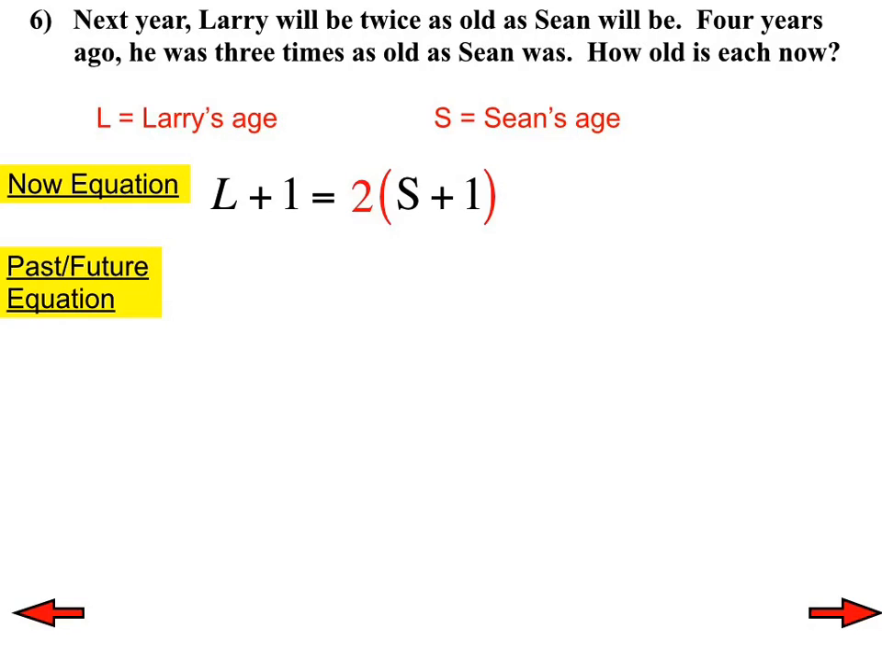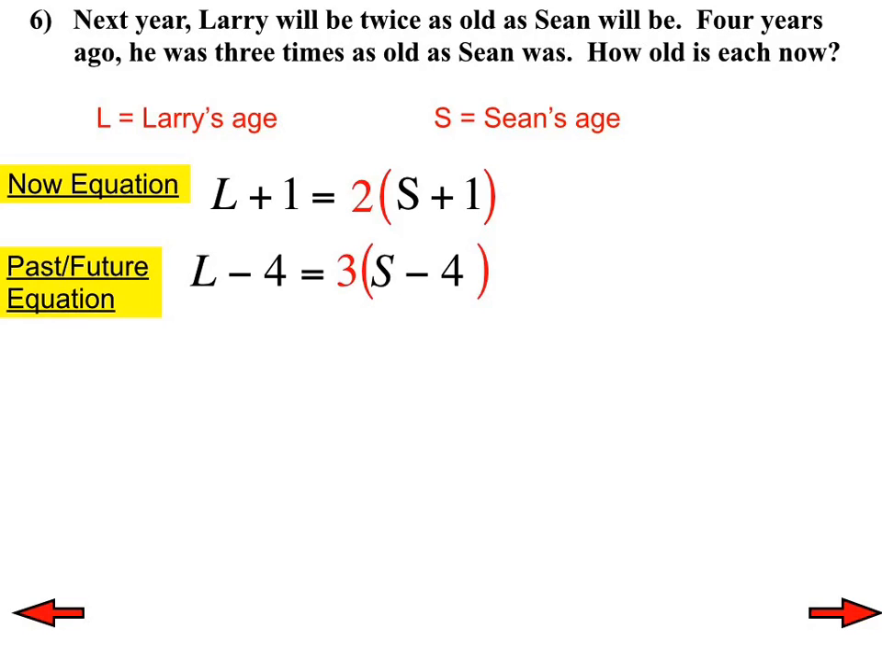Now, the past or future equation. 4 years ago, he was 3 times as old as Sean was. What would that look like? L equals 3S. Well, that's what it would be if we were talking about right now, but not 4 years ago, right? 4 years ago, he was 3 times as old as Sean was. L minus 4 equals 3 times the quantity S minus 4. There we go. All right, take it over and finish it from there.